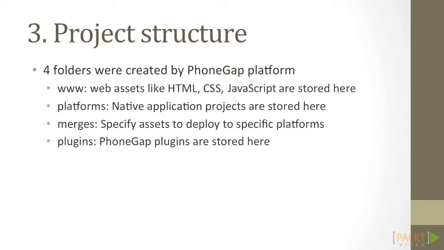The merges folder is where we specify the assets that are to be deployed on specific platforms. Each platform-specific subdirectory within the merges folder mirrors the directory structure of the www source tree. Whilst the app is compiled, the assets in the merges folder will be copied to the native application and replace the existing ones copied from the www folder in the top-level folder. The plugins folder is where the PhoneGap plugins used for this project are stored. The added plugins will be automatically compiled to the native application per platform.